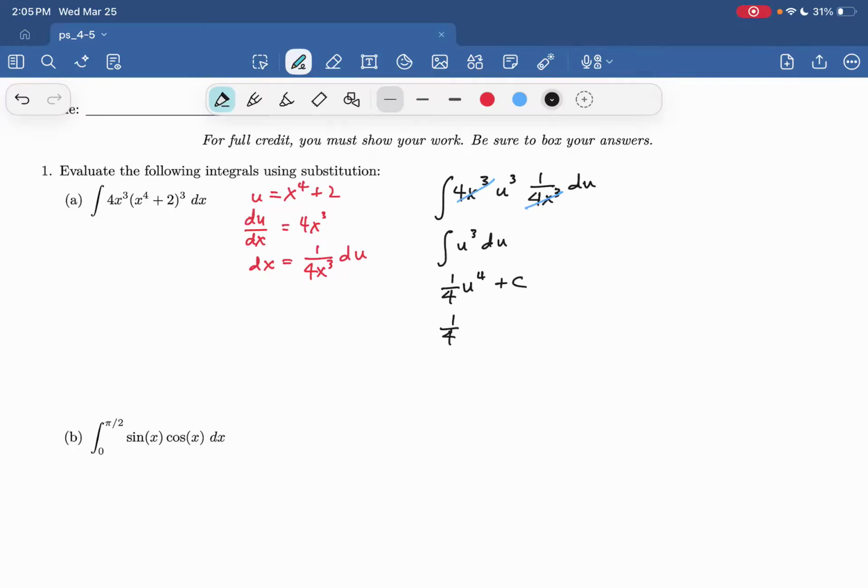And then now we would just finally plug in x for our answer. We'd get this. Because it's an indefinite integral, we always have to have a plus c, and the final answer should be in terms of the original variable, not u.